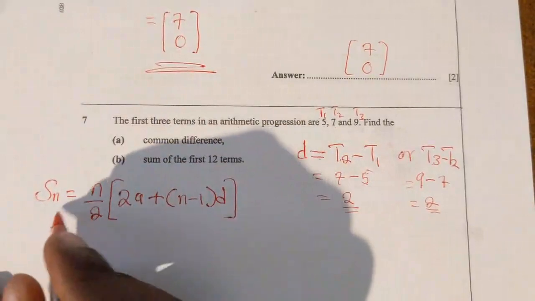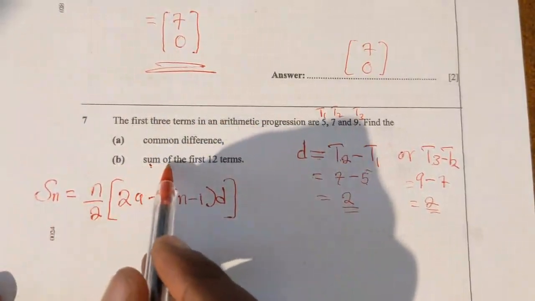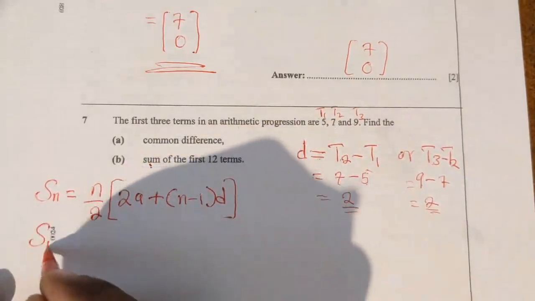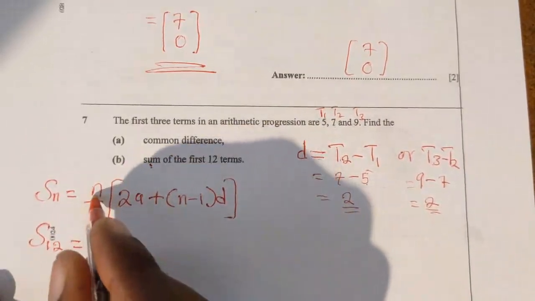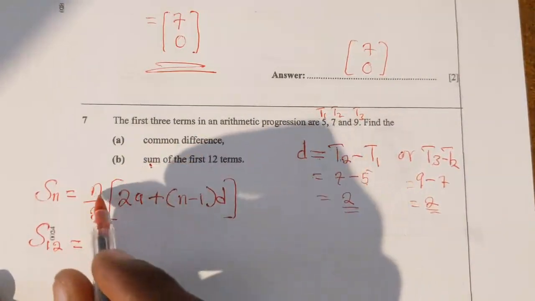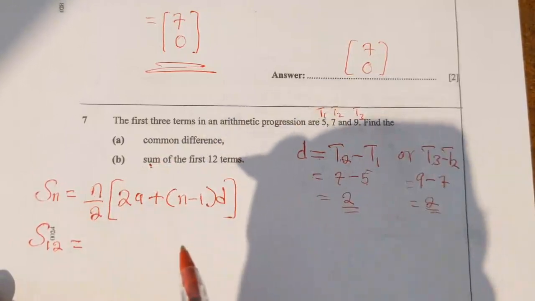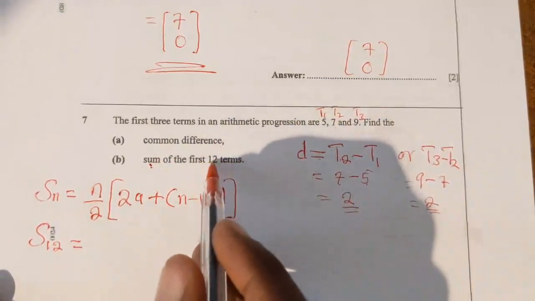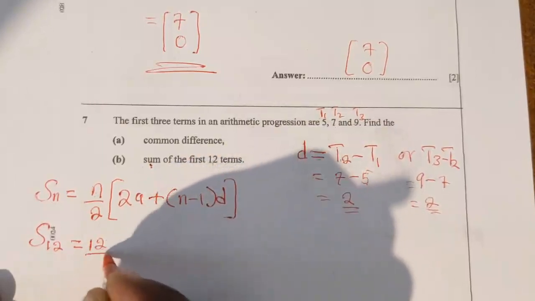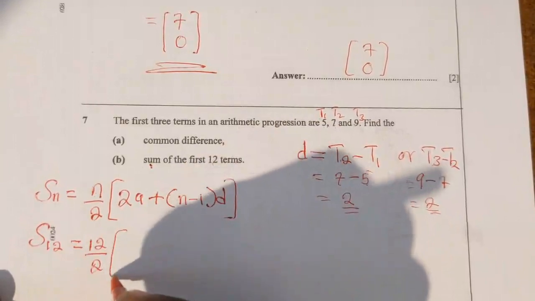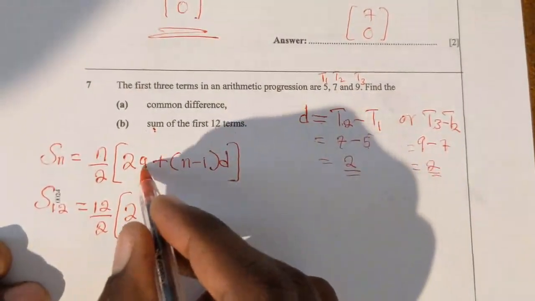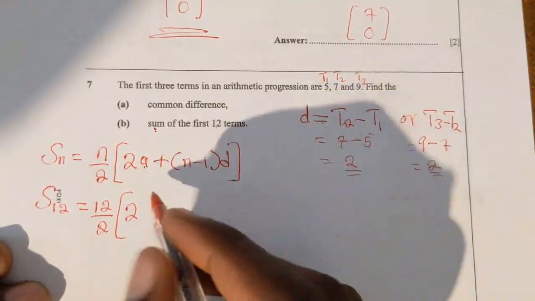Now here we are being told the sum of the first 12 terms. So you're going to say S12 is equal to... n is the number of terms, and we have been told that it is 12. So you just put 12 divided by 2, like that. Here we have 2 times a, and you know that a is the first term.